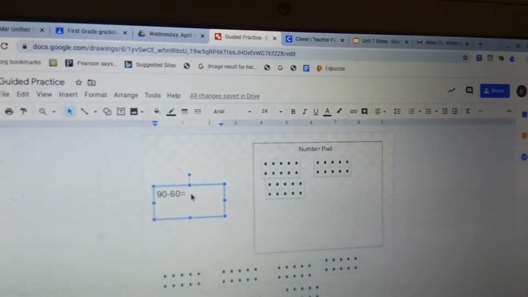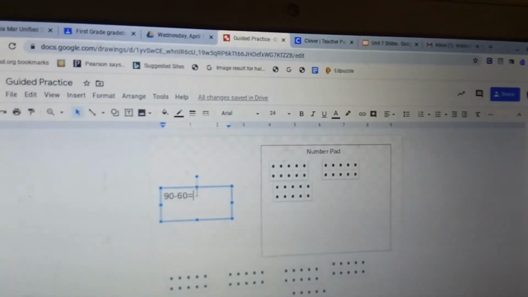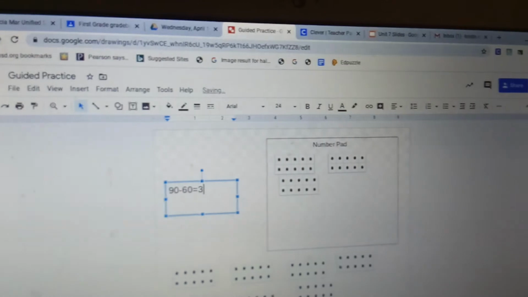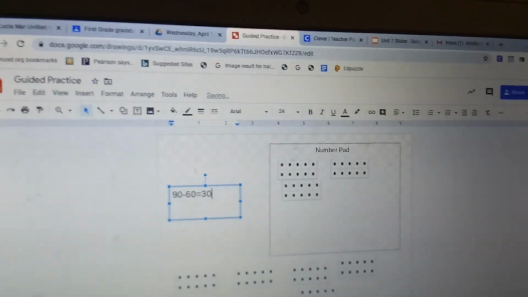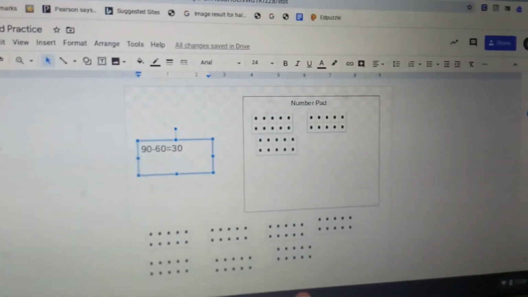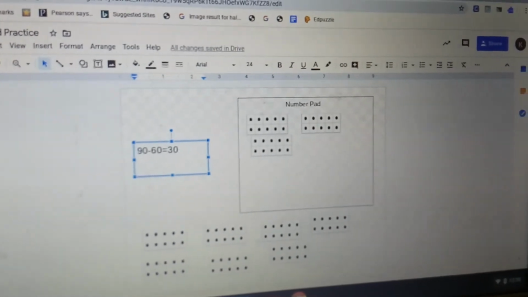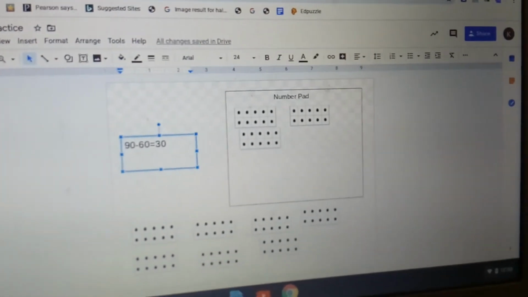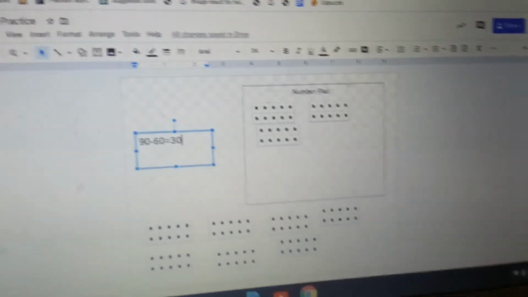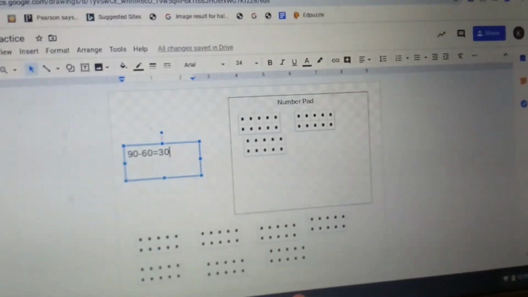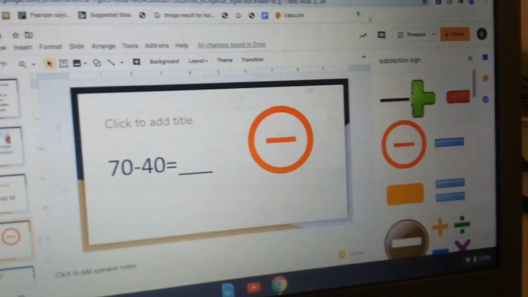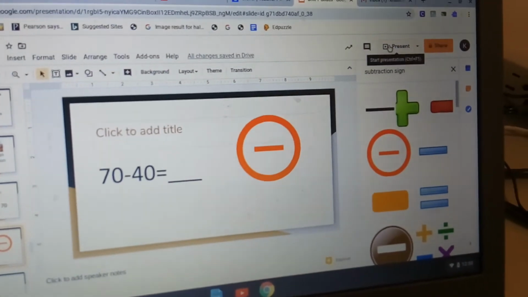So I'm going to click right here, and you can do this too because it's a text box where you can type in it. And we're going to write 30. The difference is 30. You guys did a really nice job with that. So now, let's see if we can do a quick check. So I'm going to go back to our Unit 7 slides. And this is what we're going to do. So let me hit present.